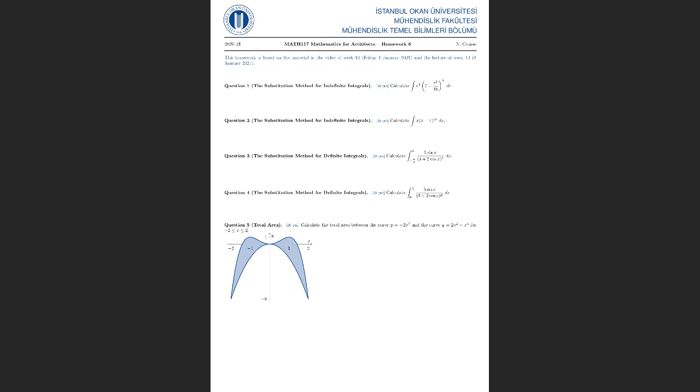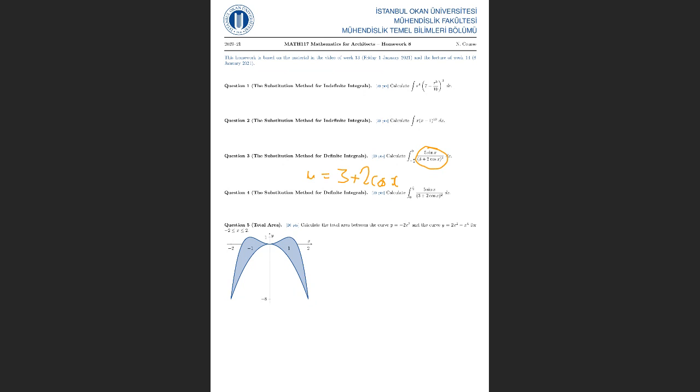Okay, so question 3 is, it's a substitution. We need to start by choosing a u. So we look at our integrand, and we need to choose a u. There's a 5 sine x here, and there's a 3 plus 2 cos x here. One of these is going to be u. And for us, it's going to be 3 plus 2 cos x.